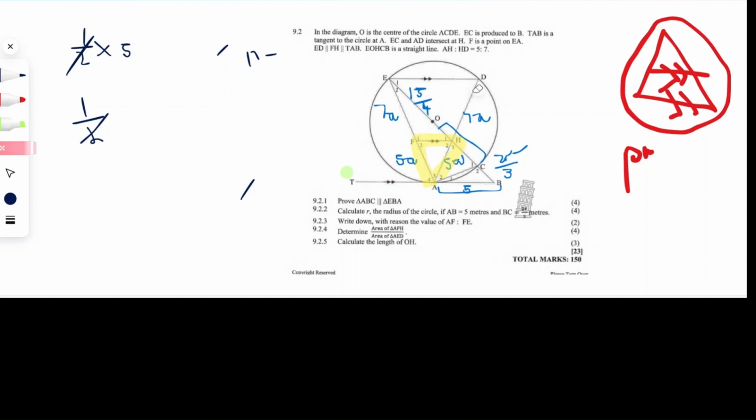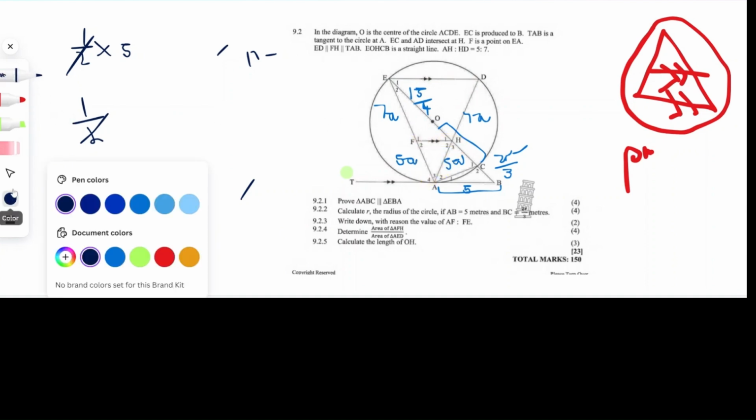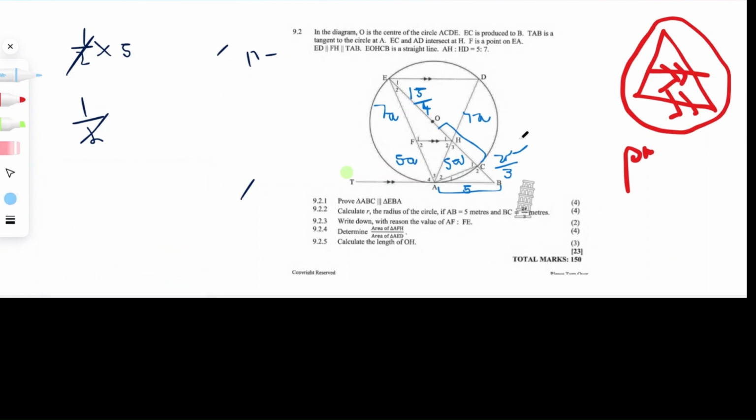Now, a lot of students just don't know where to begin. They don't know where to start. That's what a lot of students struggle with. We're looking at OH, this part over here. Now, this is a little trick and a little hack I want you guys to remember.